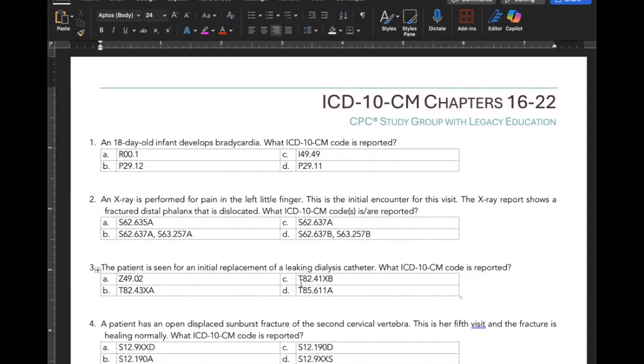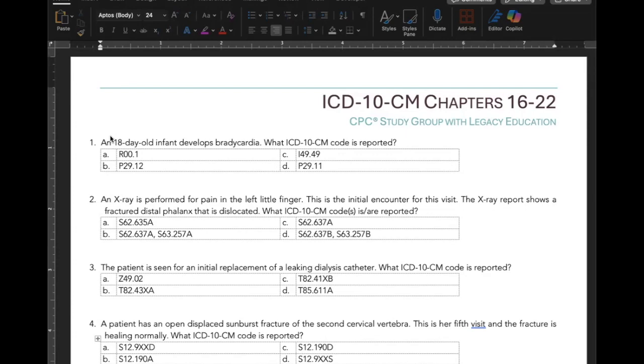Okay. So question number one, we have an 18-day-old infant that developed bradycardia. What's our condition or the main term? Bradycardia. Yep, bradycardia. And I think it's neonatal, P29.12. Yep. Because we have an 18-day-old infant, it's going to be neonatal.